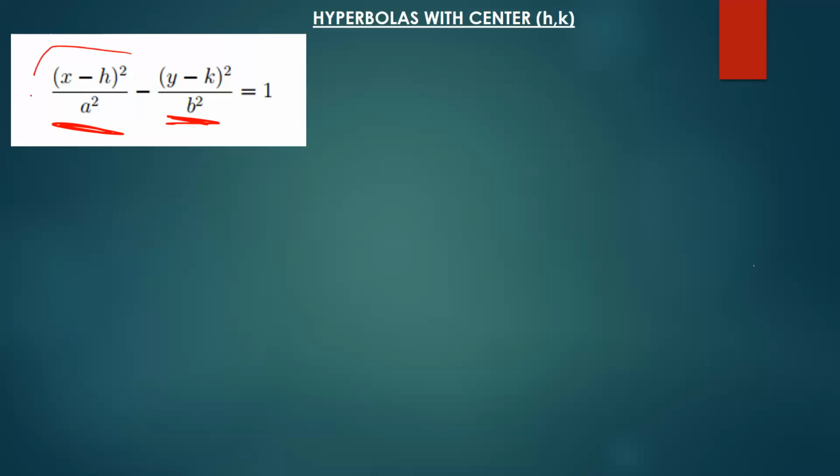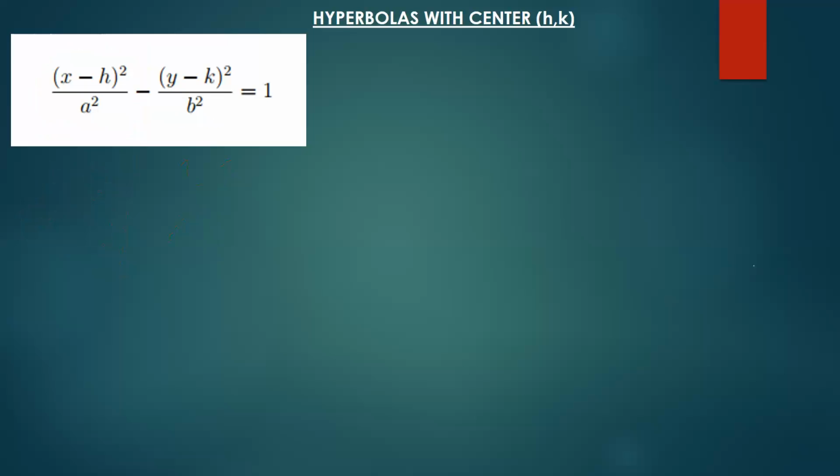Now, since the positive part of this equation is x, you expect our hyperbola to either face this side or this other side. Then when the value of y is the one that was positive, meaning it was the first term, the hyperbolas will face up and downward.